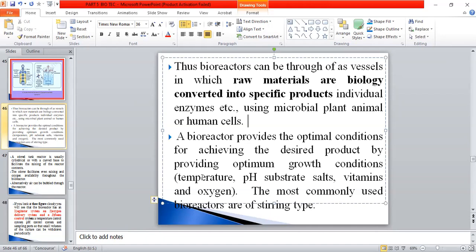All the bioreactors have a particular temperature, pH, substrate, salt, vitamin, and oxygen. Not only that, there is also a stirring type only, continuously stirred. Then only the substrate will be uniformly mixed with the enzymes. As a result, what happens? You will get the 100%. If it is not properly mixed, you will not get the proper result. That's why they use bioreactors of the stirring type. Okay, so go to the next one.